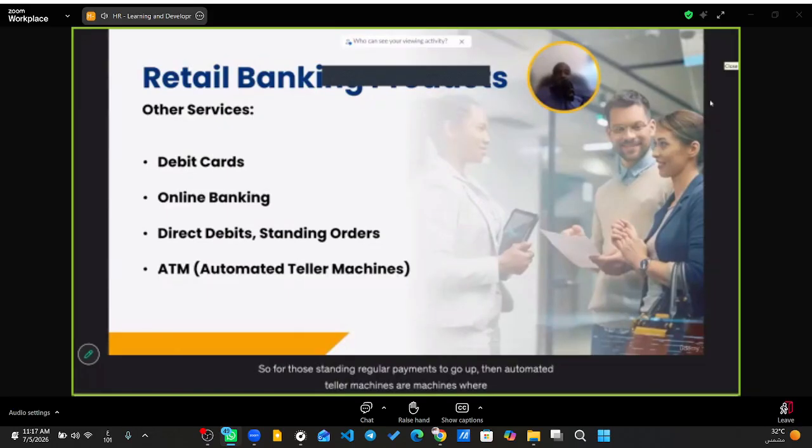Then automated teller machines are machines where you have services that are provided by the teller at the till. That's provided by a machine.